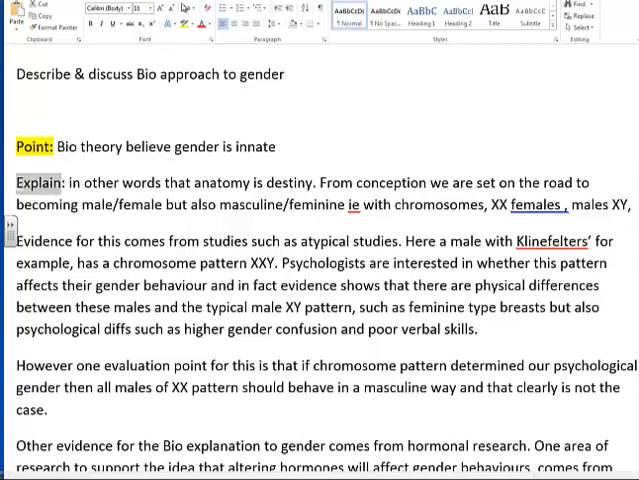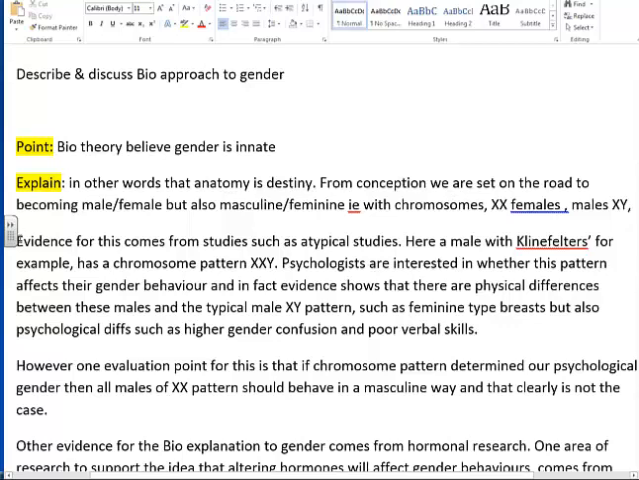So our second key area is explain. Point, explain, evidence, and evaluate further down. So explain it. In other words, anatomy is destiny. From conception, we're set on the road to becoming male and female, but that also means they believe we become masculine and feminine, right? So our chromosomes, XX for a typical female, XY for a typical male. And they're saying that is set in stone. Once that's set in, you will also become appropriately masculine or feminine.